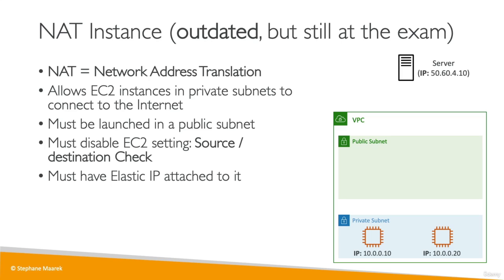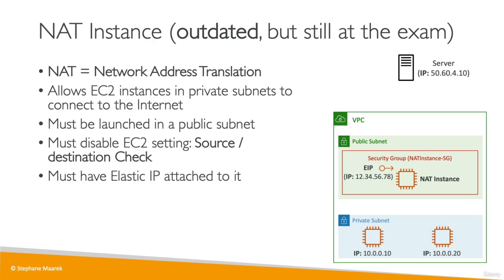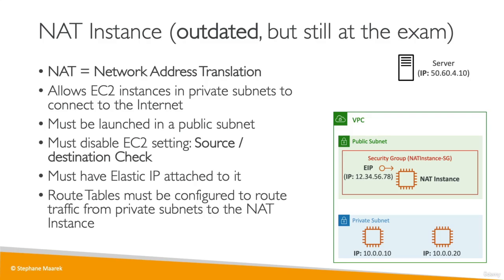So we have a server, and it's a public server with a public IP 50.60.4.10, and we want to access it from our private subnet, okay? So how do we establish connectivity from the private subnet to the server? Well, to do so, we're going to launch a NAT instance with its own security group in a public subnet. Then we're going to attach an elastic IP to this NAT instance. And then we're going to edit the route tables from the private subnet to the public subnet to be allowed to send traffic from the EC2 instances between the two subnets to the NAT instance.